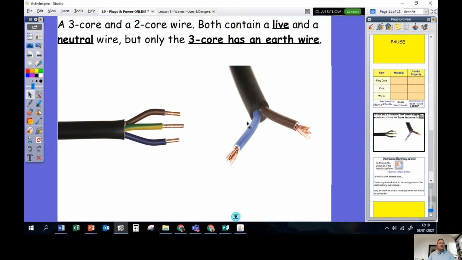Now, why do some things have an earth wire and some things don't? Well, like I said, you only need an earth wire for something which can give you an electric shock. So it must have metal on the outside, an outside part of it which can become live. So your toaster or your fridge are metal on the outside and can give you a shock, but a hairdryer is plastic on the outside and couldn't give you an electric shock. So your kettle and your fridge will have an earth wire, but your hairdryer won't have one.